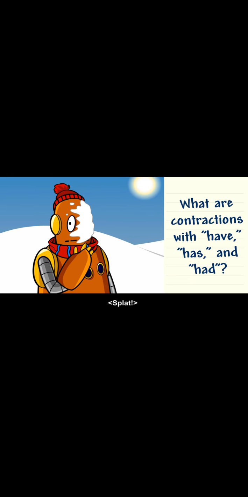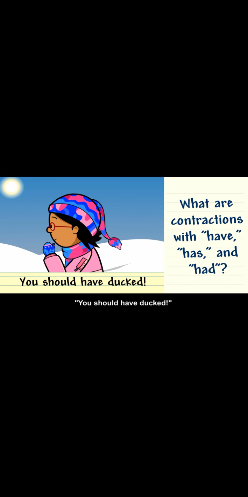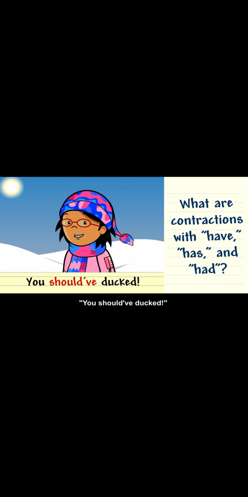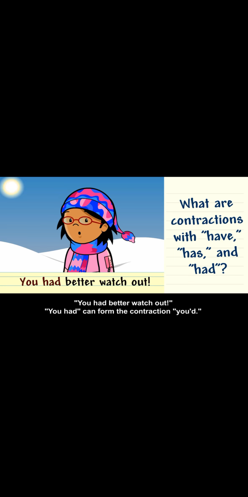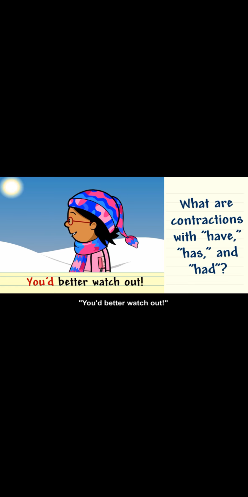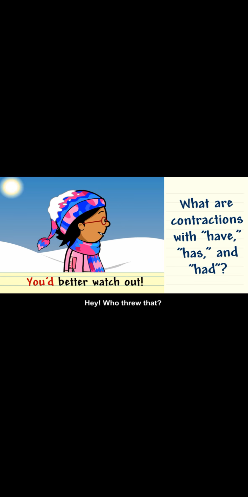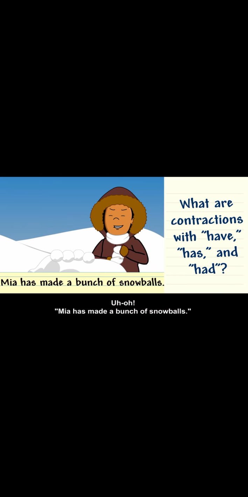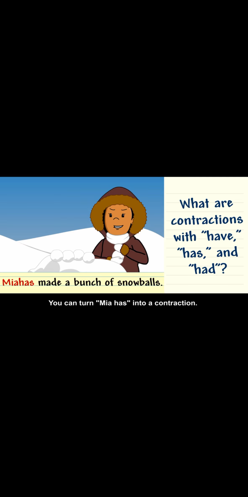Hey! You should have ducked. You can change should have into a contraction. You should have ducked. You had better watch out. You had can form the contraction you'd. You'd better watch out. Hey, who threw that? Uh-oh. Mia has made a bunch of snowballs. You can turn Mia has into a contraction. Mia's made a bunch of snowballs.